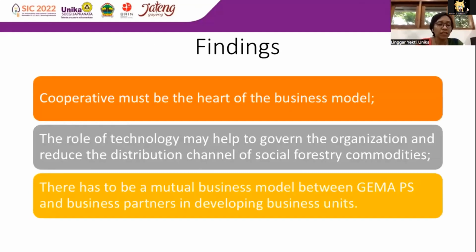Based on the analysis, this study provides some findings. First, cooperative must be the heart of the business model. The form of the business can be anything, can be limited company or proprietary, but the soul of the business must be a cooperative. Second, the role of technology may help to govern the organization and reduce the distribution channel of social forestry commodities. Third, there has to be a mutual business model between KEMAPIS and business partners in developing business.